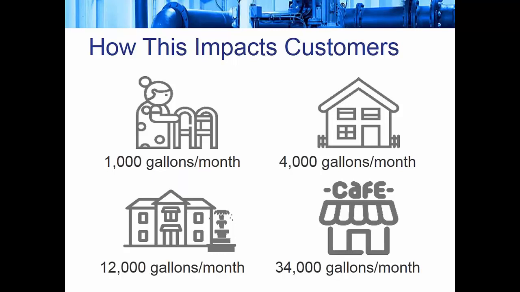The third is a bigger house that has a lot of yard irrigation, maybe a swimming pool or a hot tub or a fountain or something like that. So they're using 12,000 gallons a month. They probably have quite a bit of discretionary water use. And then the fourth is a cafe on Main Street, just a small town Main Street restaurant that uses 34,000 gallons a month.